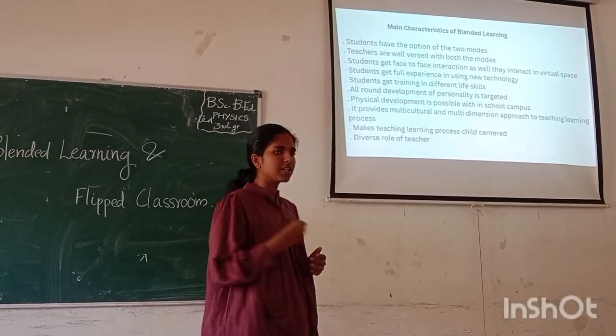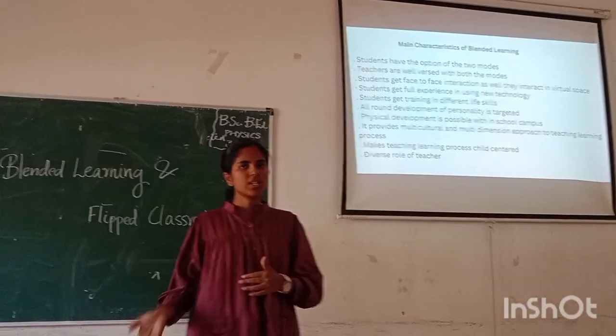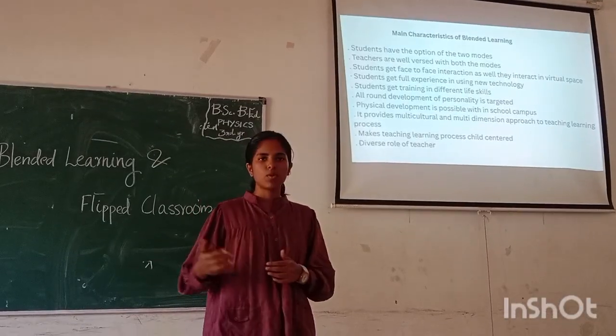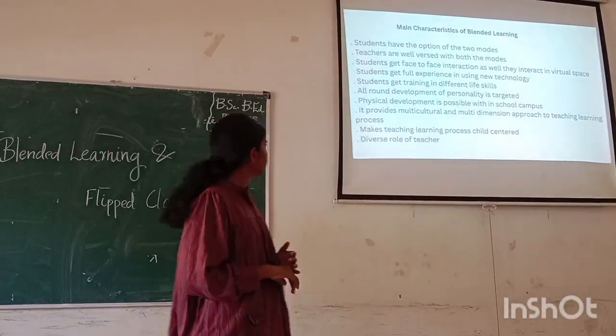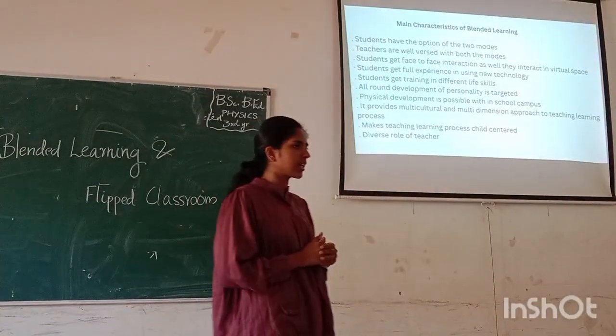What are the priorities of the child in that way? If a child doesn't want to study any additional courses, they don't. But if a child is interested in studying more courses alongside whatever they are studying, they can go through that. The next is that all-round development of the personality is targeted.